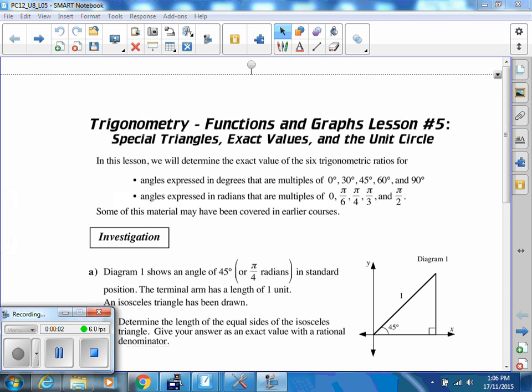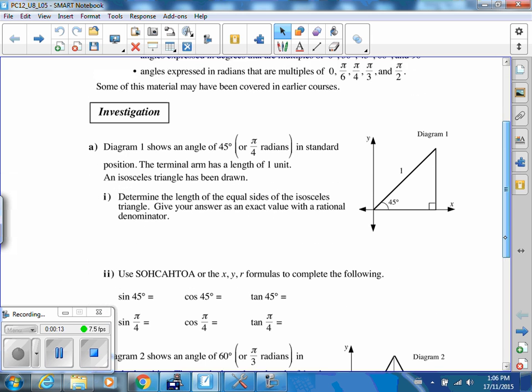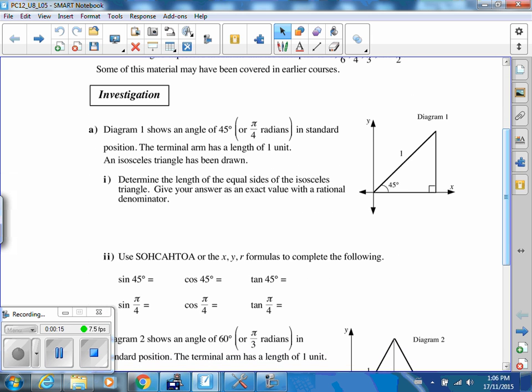All right, so this is lesson 5, special triangles, exact values, and the unit circle. And this is actually a lot of the same stuff that you already did back in Math 20-1. So if we imagine you have a triangle, it's got a radius of 1 or a hypotenuse of 1 and 45. If this is 45 and this is 90, this must also be 45.